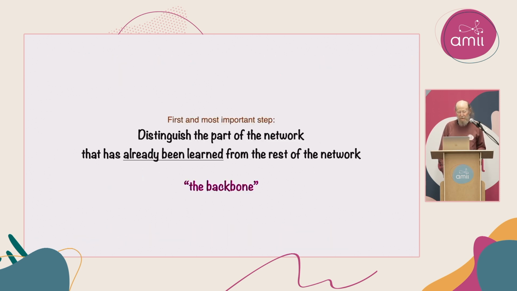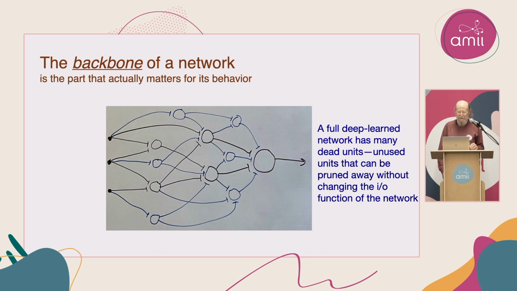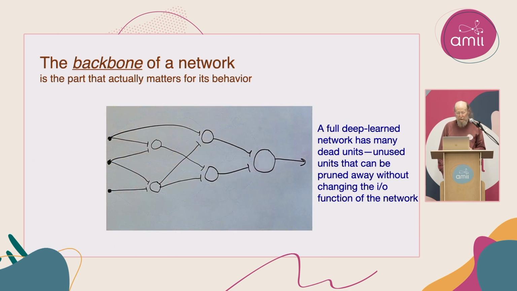Okay, here's the first big step. The first and most important step is to distinguish the part of the network that has already been learned from the rest of the network. This part that has already been learned, I'm going to call the backbone. Here's a picture of a network I drew on my board, and the blue ones are meant to be useless units, and the black ones are the backbone. We know that a fully deep-learned network has many dead units, units that don't contribute to the function. Shivansh and Fernando have shown this in their work with continual backprop: many times even more than half the units can be dead by the end of learning. So let's prune those away, and then we have just the backbone.